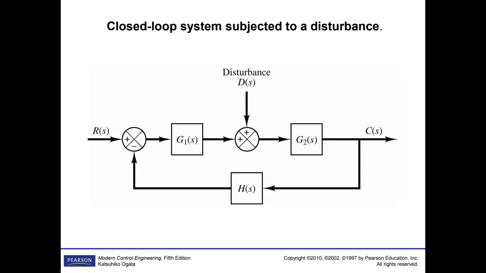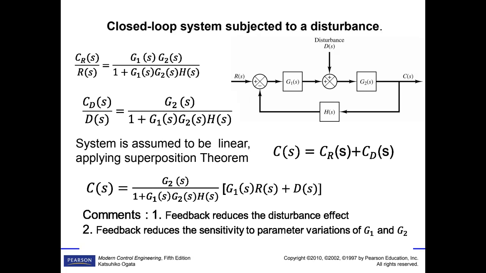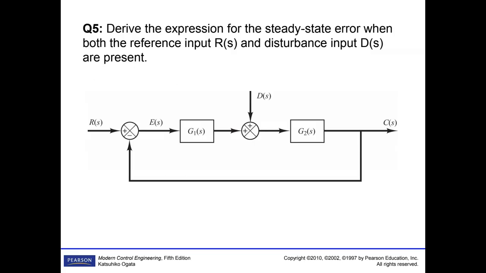Derive steady state error when both the reference input RS and disturbance input are present. Of course, I haven't told you whether these are step or ramp, whatever it is. I haven't given you that here.